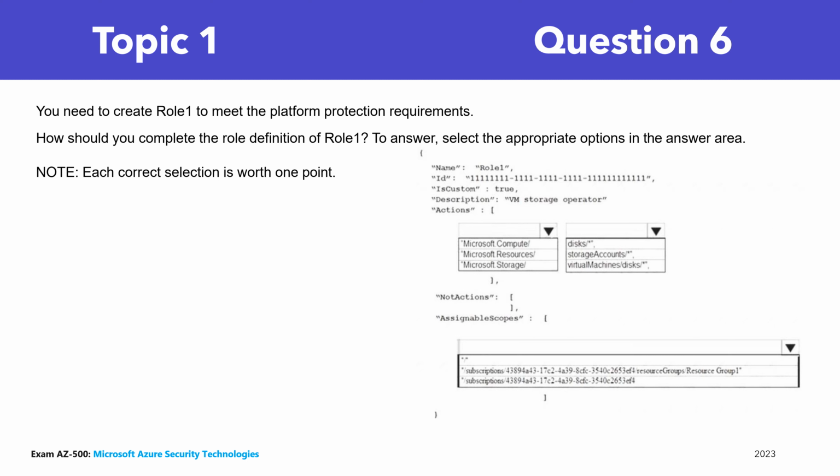You need to create role 1 to meet the platform protection requirements. How should you complete the role definition of role 1? To answer, select the appropriate options in the answer area. Note, each correct selection is worth 1 point.